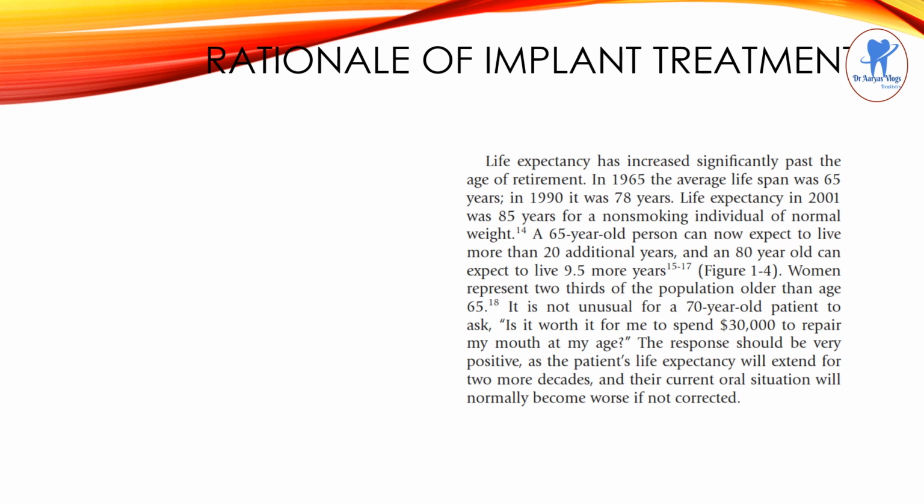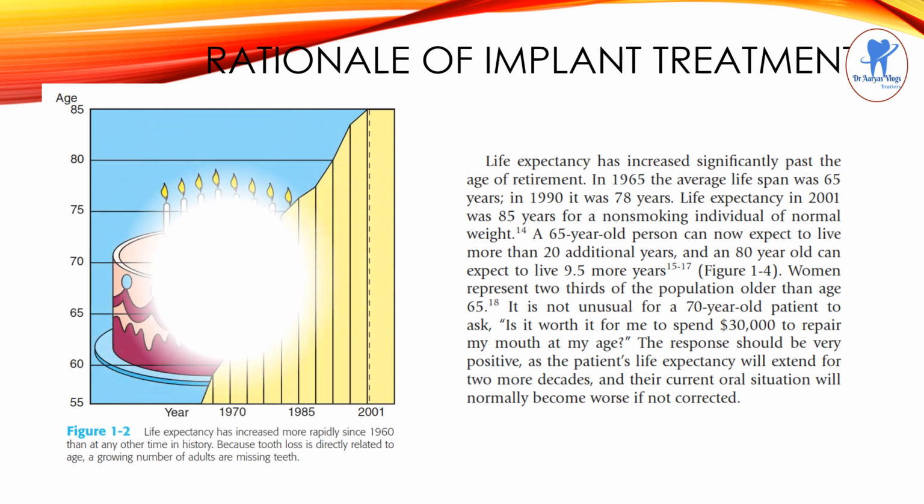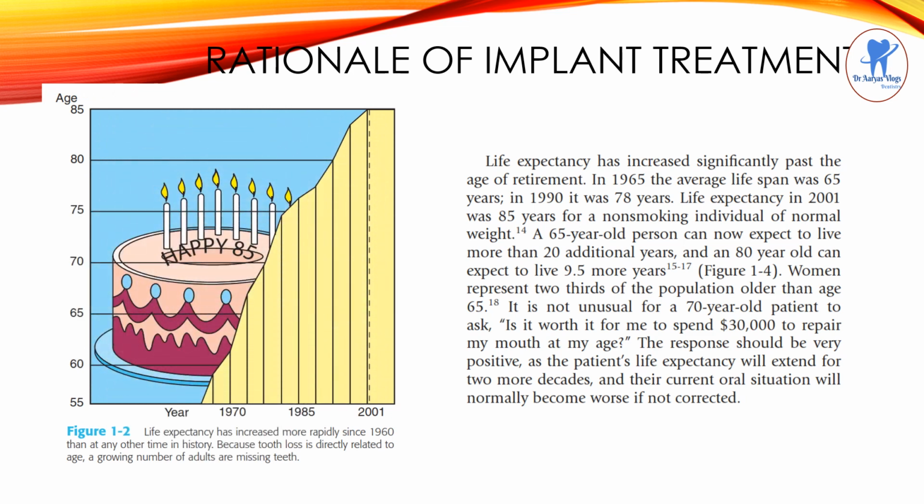Coming to the rationale of implant treatment. The life expectancy has increased significantly past the age of retirement. So life expectancy has increased more rapidly since 1960 than at any other time in history. Because tooth loss is directly related to age, a growing number of adults are missing teeth. So the response should be very positive as the patient's life expectancy will extend for 2 more decades and their current oral situation will normally become worse if not corrected.